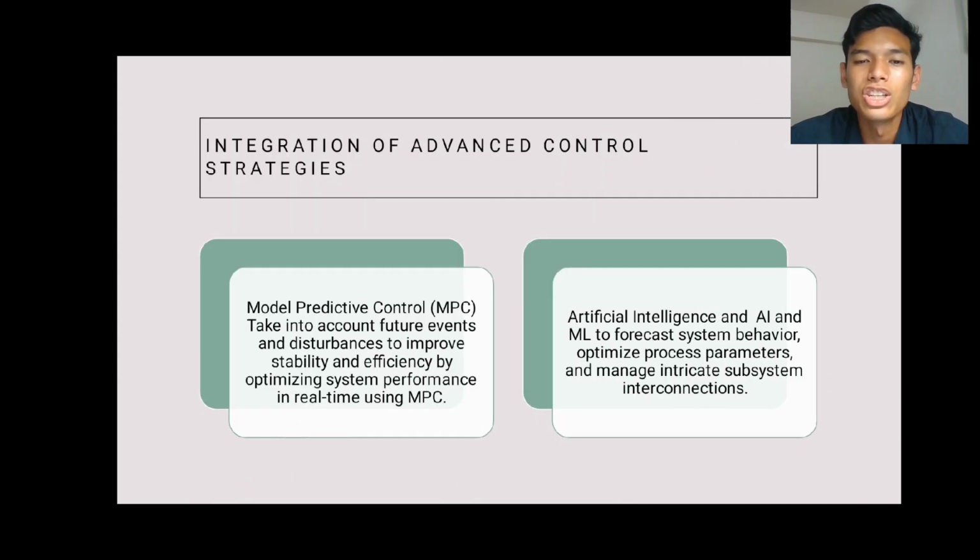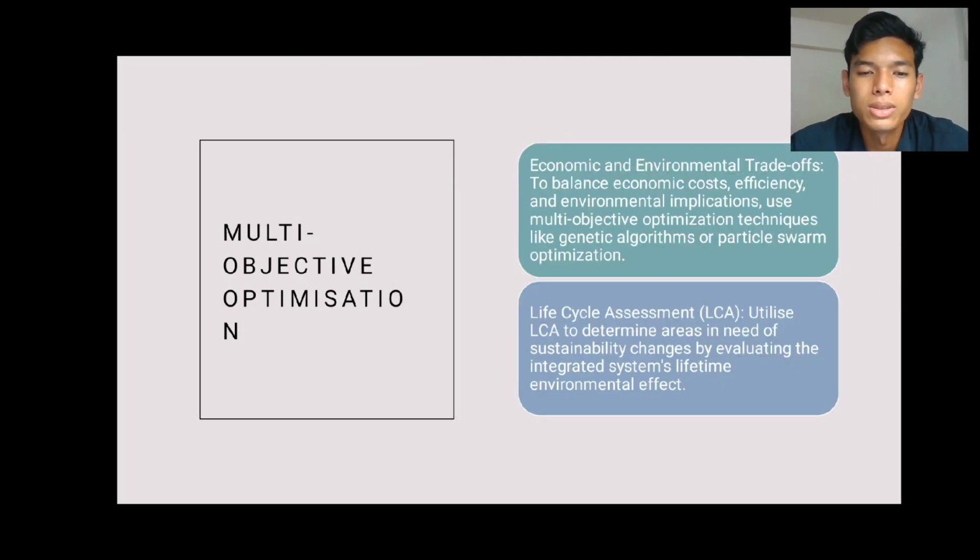Next, we have integration of advanced control strategies. Firstly, model predictive control, or MPC, takes into account future events to improve stability and efficiency by optimizing system operation in real time. Next, we have artificial intelligence, or AI, to forecast system behavior, optimize process parameters, and manage intricate subsystem interconnections. Lastly, we have multi-objective optimization, for the economy and environmental trade-off.